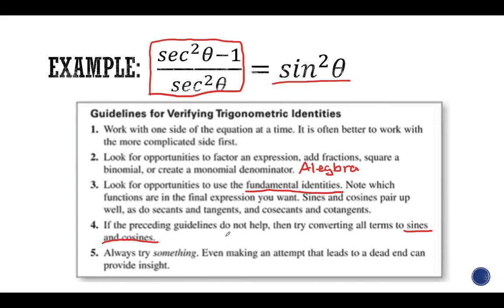And I love this last guideline. Always try something, right? Even if you look at a problem, you're like, I don't really know where to begin, right? Just look at it and say, okay, algebraically, what could I do to this problem, right? And even as you go down those paths, again, like it says here, a dead end can provide insight. You can go, oh, okay, that didn't work, but in the process of that, I saw this that would work, okay? So the worst thing you can do in these problems is just to write it down and then stare at it, all right? Do something.